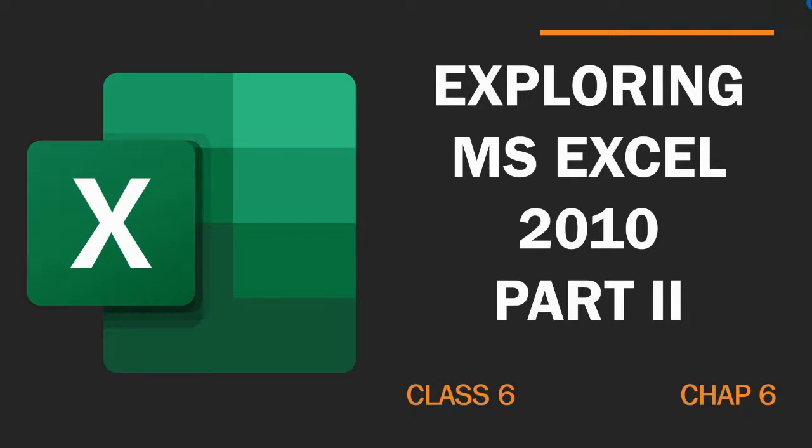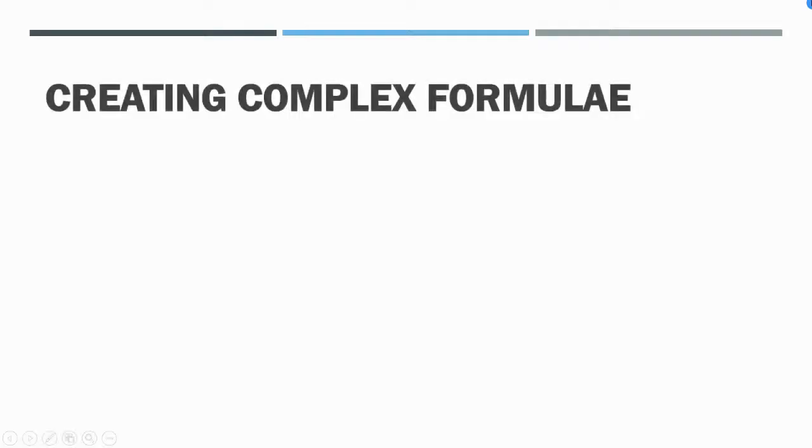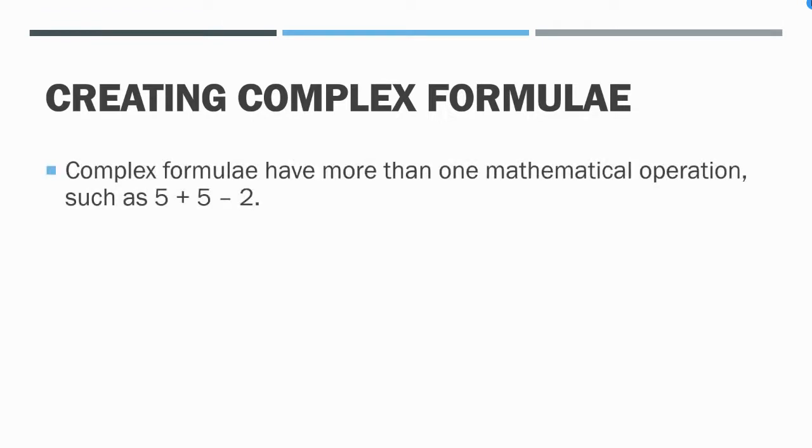Okay, let's get into the topic. How to create a complex formula? What is a complex formula actually? A complex formula is nothing but one which has more than one mathematical operation in the same function, like 5 plus 5 minus 2. In this we have two operations: 5 plus 5 is 10, and we are going to subtract 2 from that also. So it has many mathematical operations in a single equation. This is what is called a complex formula.